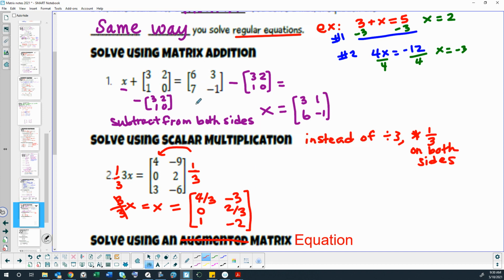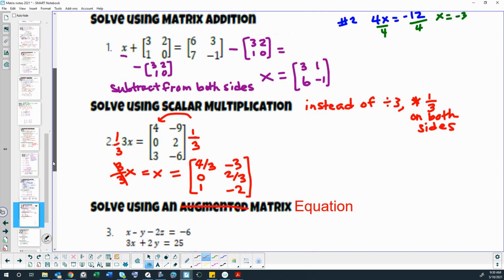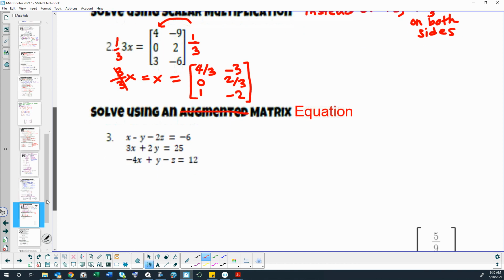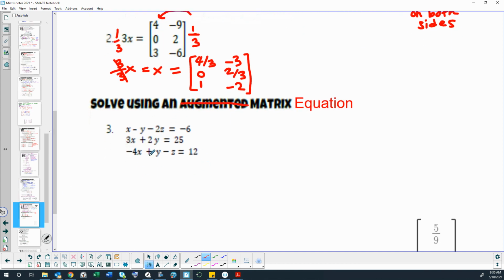So far we've seen 2 different matrix equations, one where we subtracted an adding matrix from both sides, and one where we had an extra 3 in there, so we had to divide by 3, but instead of dividing by 3, we multiplied by 1/3. Okay, now we're going to see the important problem that I really want you to understand today.